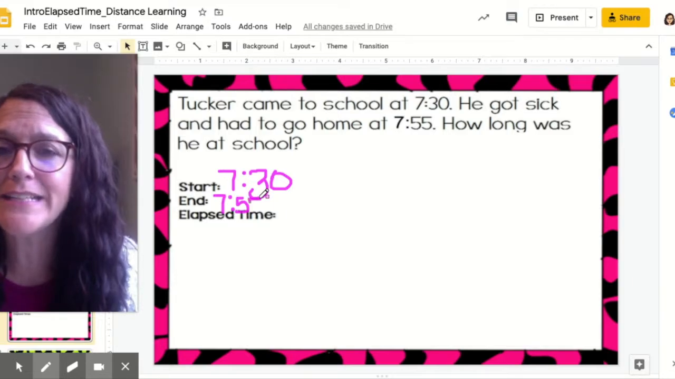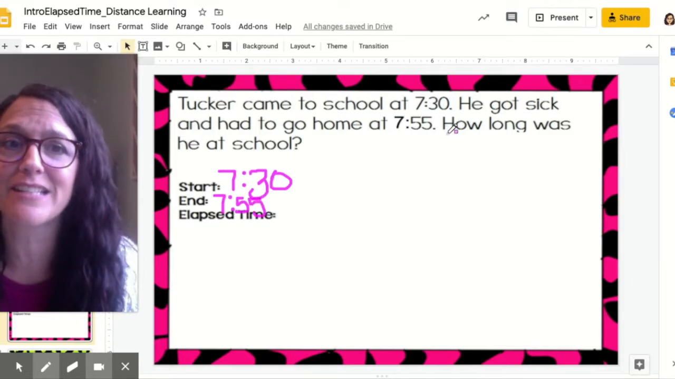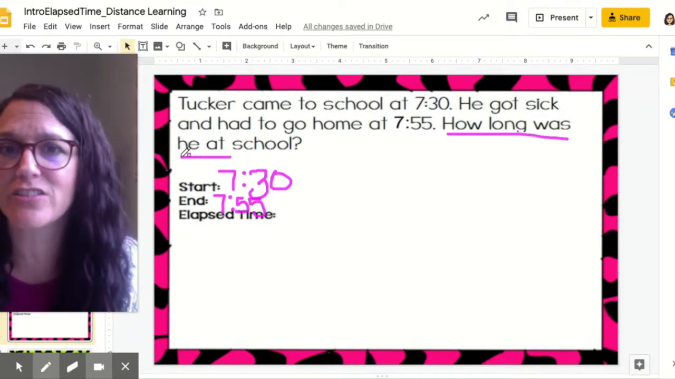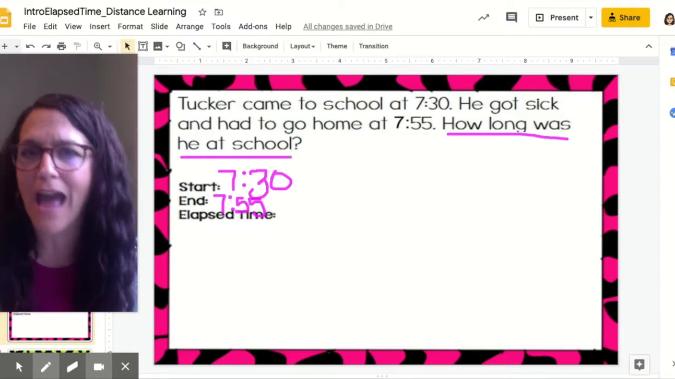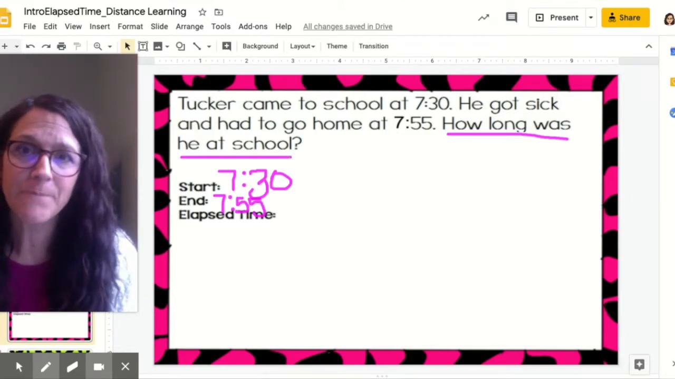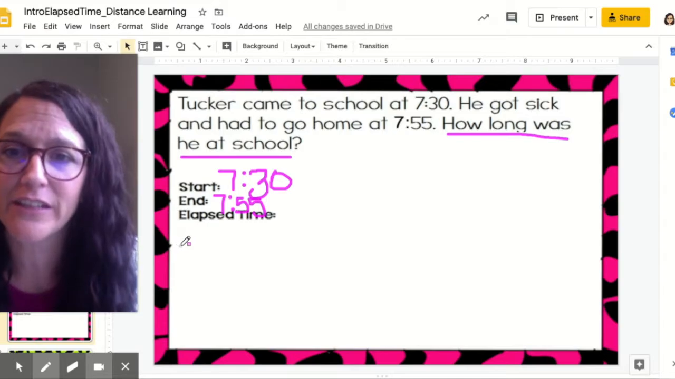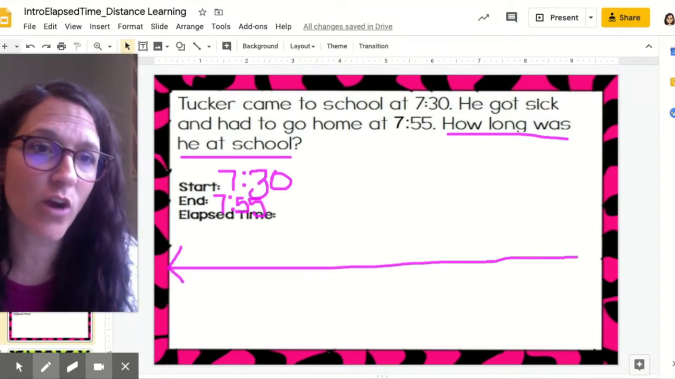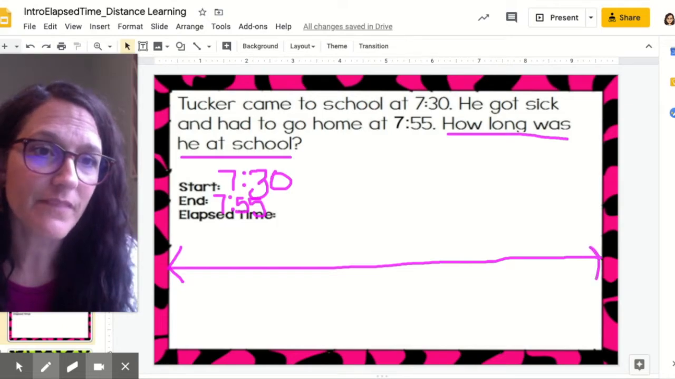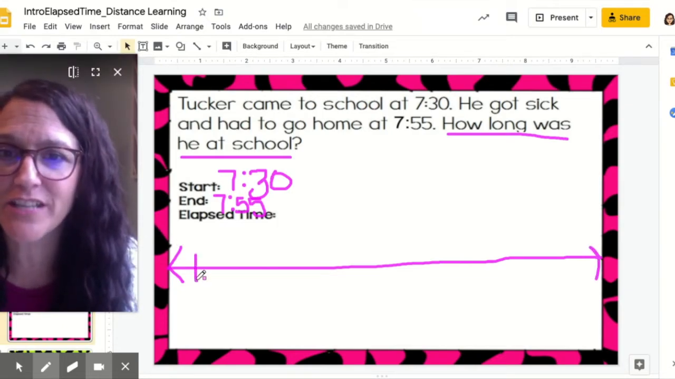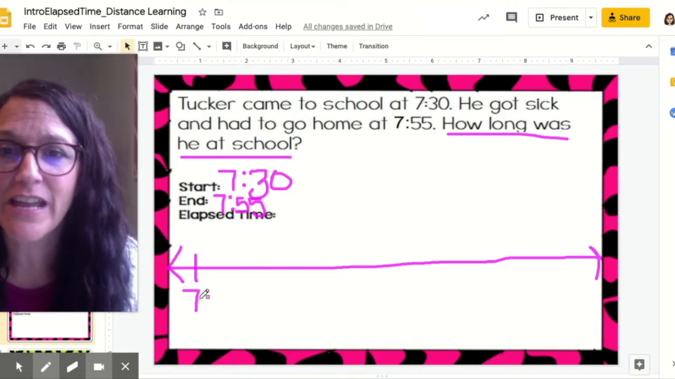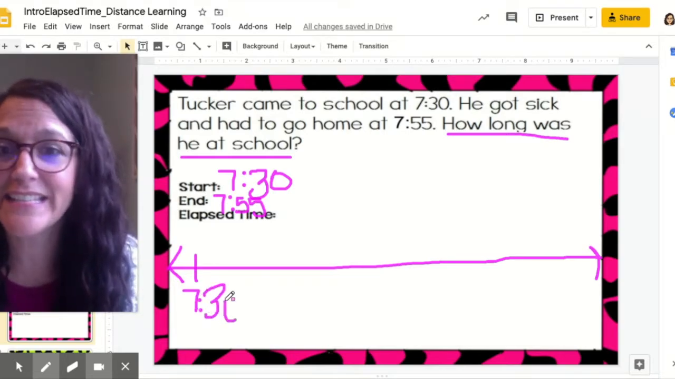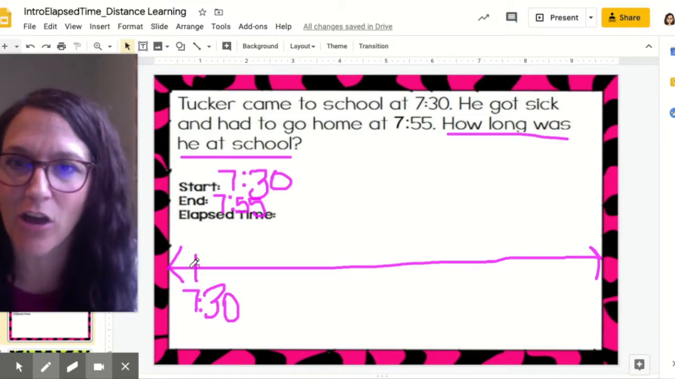So now I need to calculate the elapsed time. How long was he at school? How many minutes passed from 7:30 to 7:55? I'm going to go ahead again and draw a number line. I'm going to start with my start time, 7:30, and then I like to skip count by tens until I can't skip count by tens any longer.